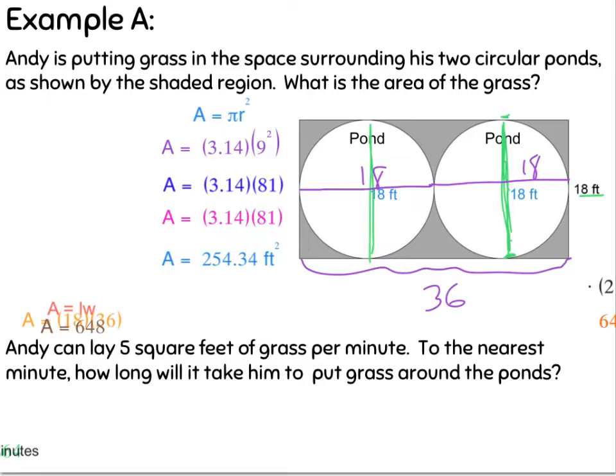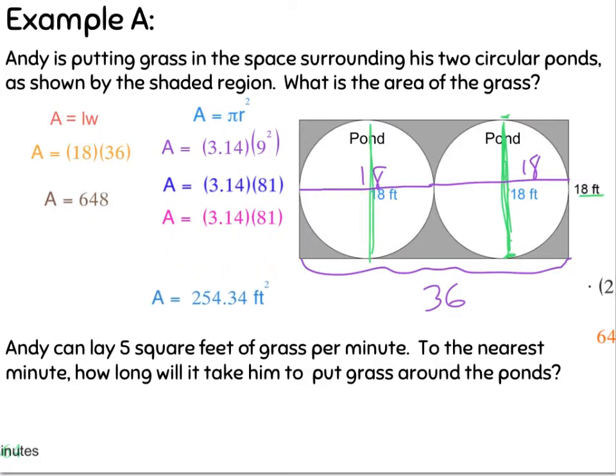So let's plug in what we need in our formula. Our formula for a rectangle is length times width. I'm going to plug in 18 times 36, and when I do that, I get area equals 648. But now I have to subtract out the ponds so that I know just what's left for the grass. So I'm going to take my 648 and subtract out the ponds. However, when I figured out the area of the ponds, I only figured out one circle, but there are 2 ponds. So I have to take my area and multiply that times 2 for the 2 ponds that are there.